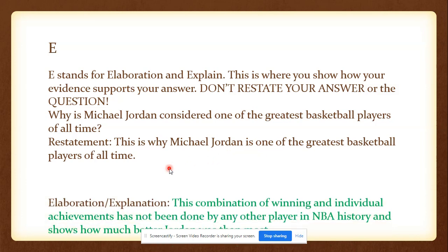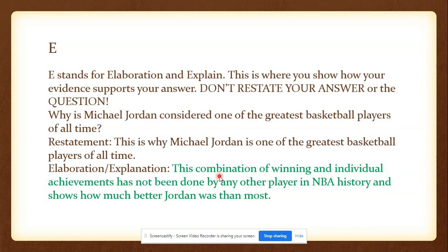So let's take a look at my example. This combination of winning and individual achievements has not been done by any other player in NBA history and shows how much better Jordan was than most. Okay, so look at that again. What did I do here? On this example, I have now said that nobody else has done this. I didn't say this anywhere else in my answer. I didn't say this in sentence 1 or sentence 2. I also say how this shows how much better Jordan was than most. I'm telling you that because of this, I've now proven that Jordan was better than most.